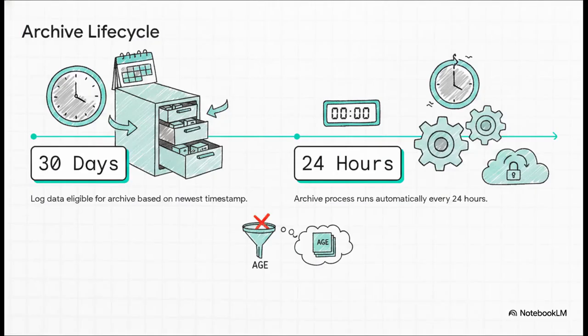Understanding the actual timelines of archiving is just as crucial. Log data becomes eligible to be moved to archive storage when its newest timestamp is older than 30 days. And here's a little technical gotcha you really need to remember. The background archive process runs automatically every 24 hours. It literally doesn't matter what time of day you enabled the archive, it runs on its own rigid 24-hour cycle. Oh, and keep in mind, active log entries cannot be archived based on a query filter. No way. It is strictly based on age.